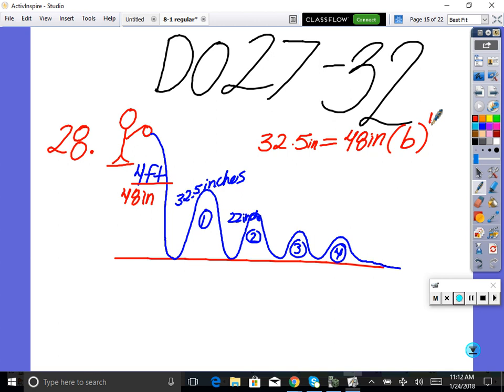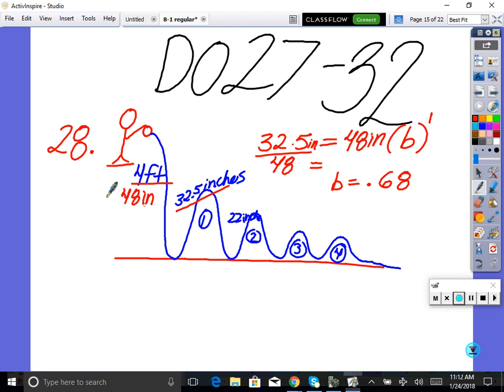Solve for B. You would divide both sides by 48. B equals 0.68. So it makes sense. This is 68% of the original height. It bounced up 68%. Does everybody agree? Okay, cool. Now when we set up this equation, we have to be really careful. Depending on our starting point is what we have to plug in for the time.